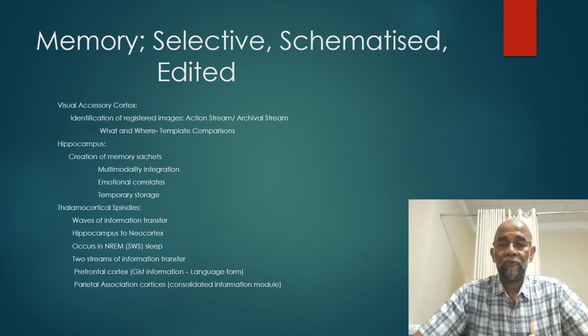Once images or any information on any sensory cortex is identified, it passes along two streams. One is an action stream, which decides the response to the information, and the other is the archival stream, which moves through the hippocampus for registration. What and where about the information is added in the accessory cortices. Now the information for archival, that is for creating a memory, moves on to the hippocampus.